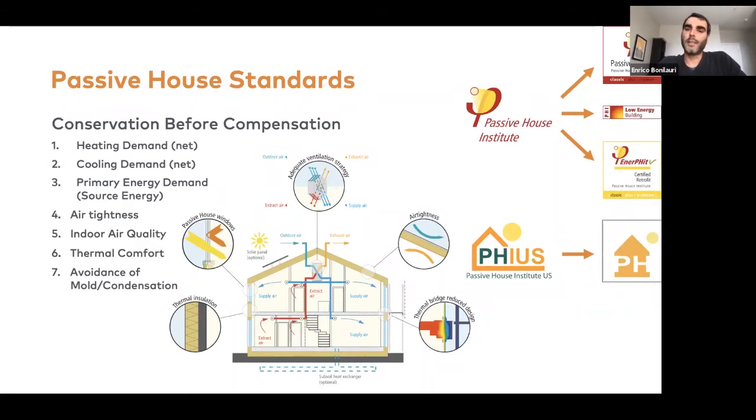The International Passive House Institute at the top has three main protocols. Passive House at the very top applies to new construction as well as retrofits. The Low Energy Building is kind of an intermediate step for new construction only. And EnerPHit is a protocol that is specifically designed for building retrofits. Whereas the Passive House Institute US has the PHIUS+ protocol, which applies to both retrofits and new construction.